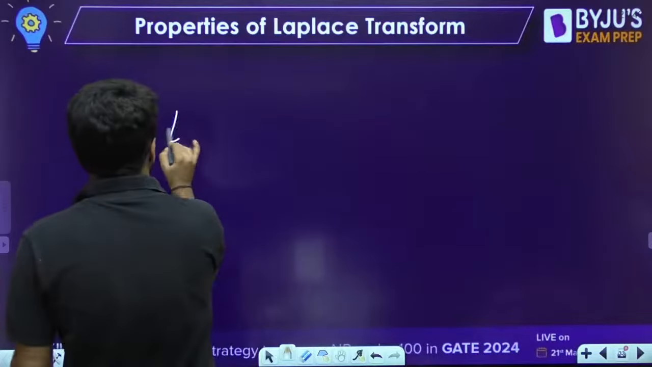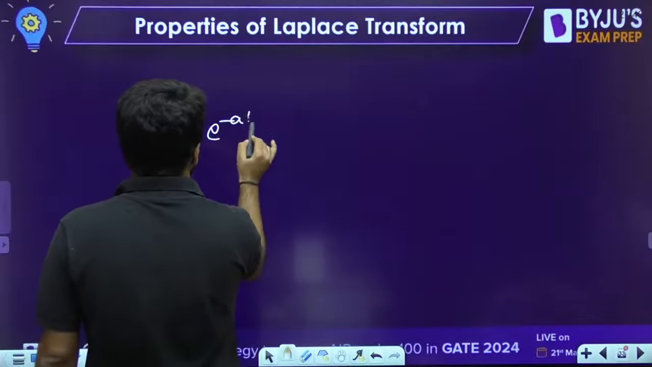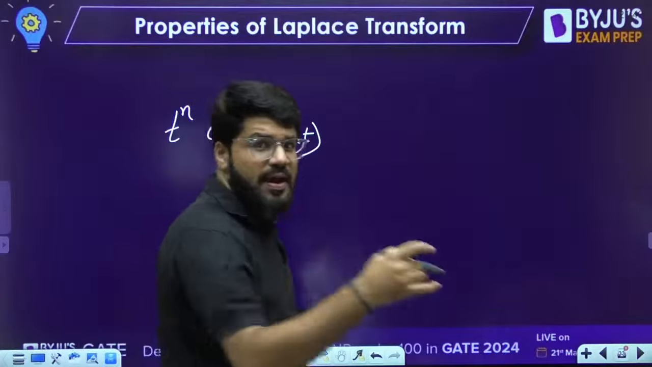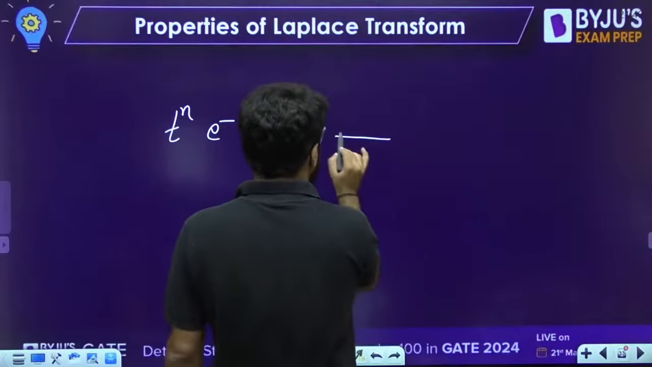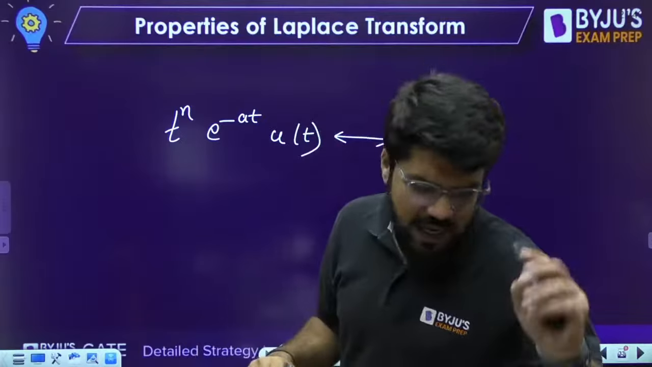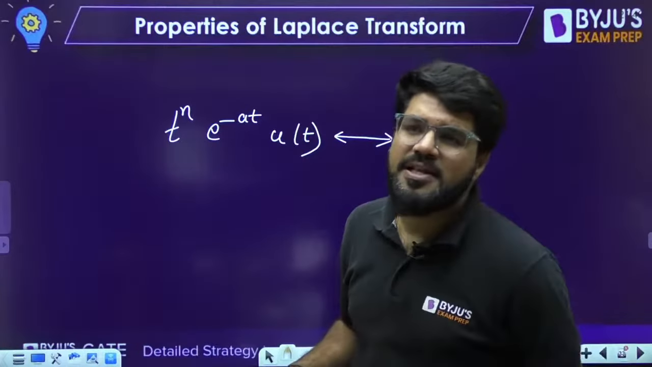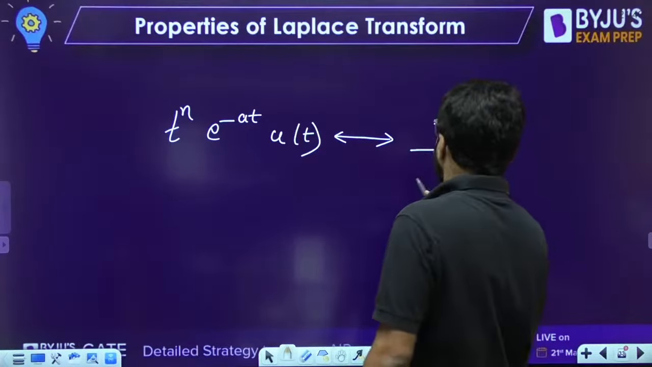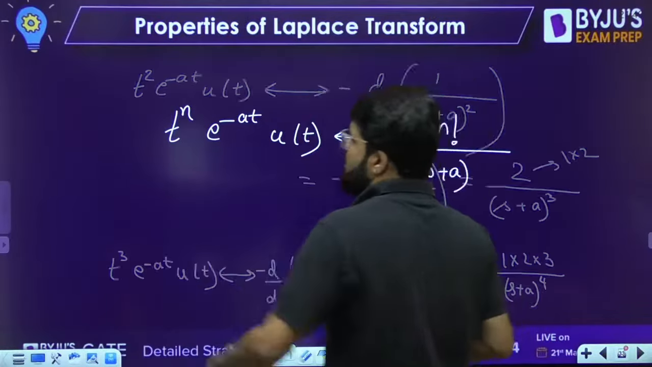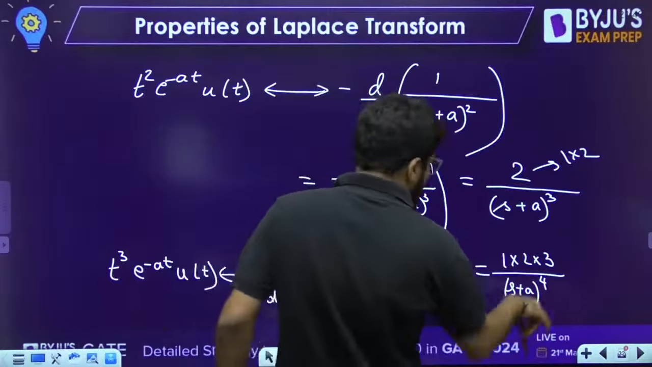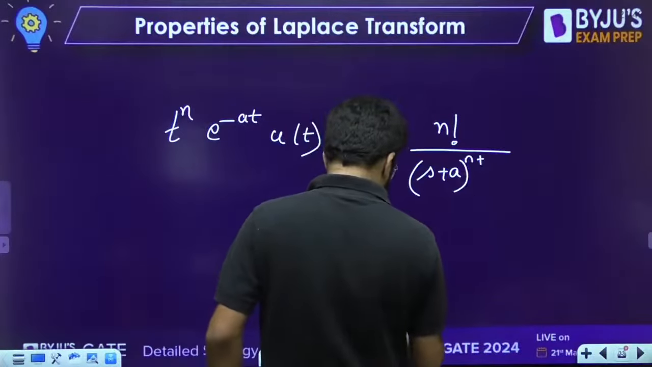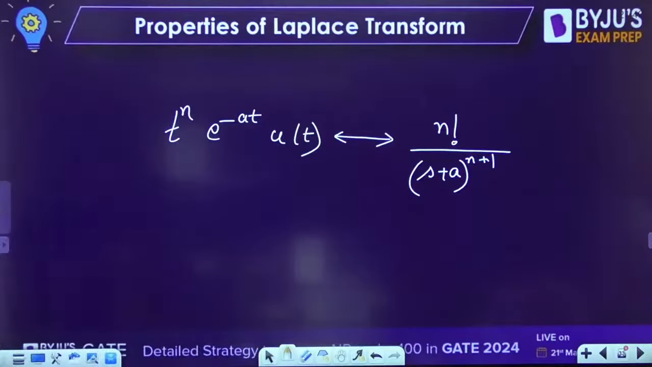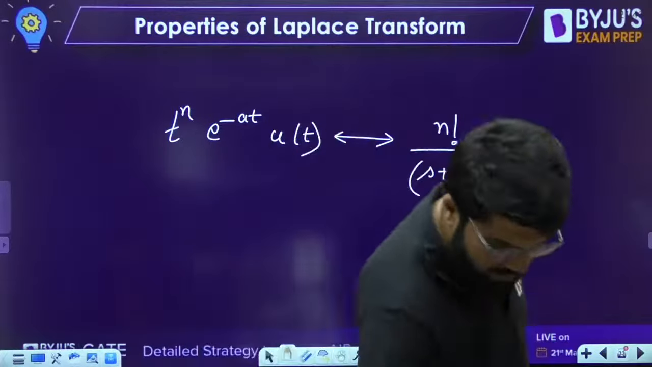And I can write down, if I go up to t power n e power minus at ut, if it is t power n, then in the numerator it is going to be 1 into 2 into 3 and so on up to n. Continuous multiplication from 1 to n is known as factorial n. So that is going to be nothing but factorial n divided by s plus a power how much? See, t square power 3, t cube power 4. So if it is t power n, the denominator is s plus a power n plus 1.